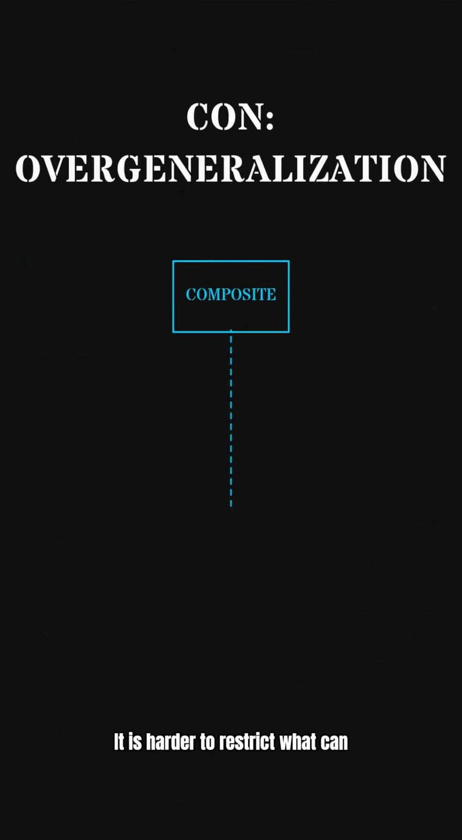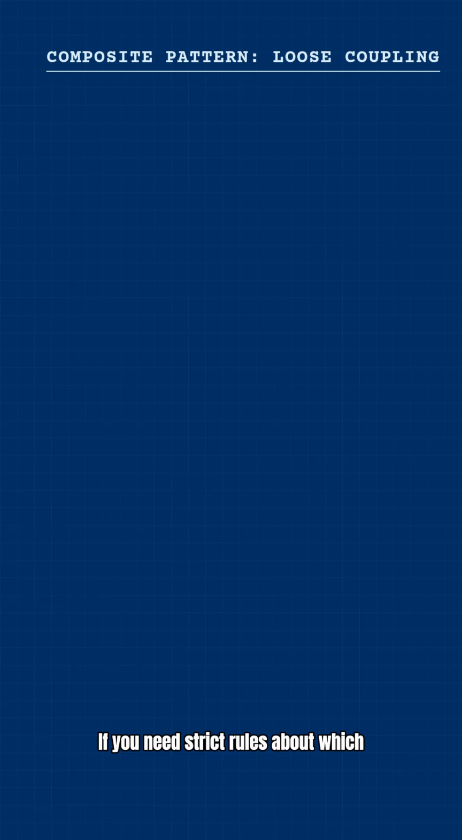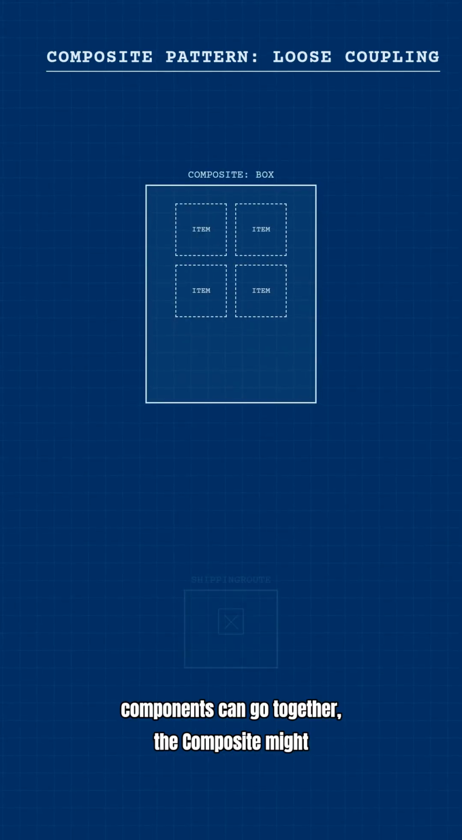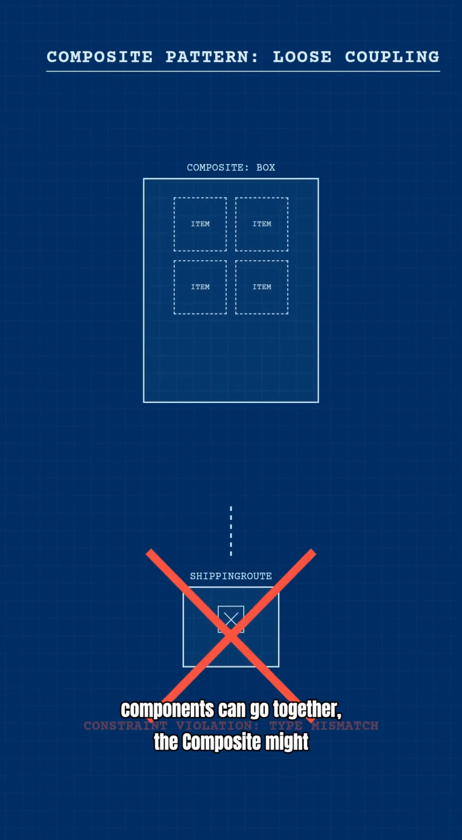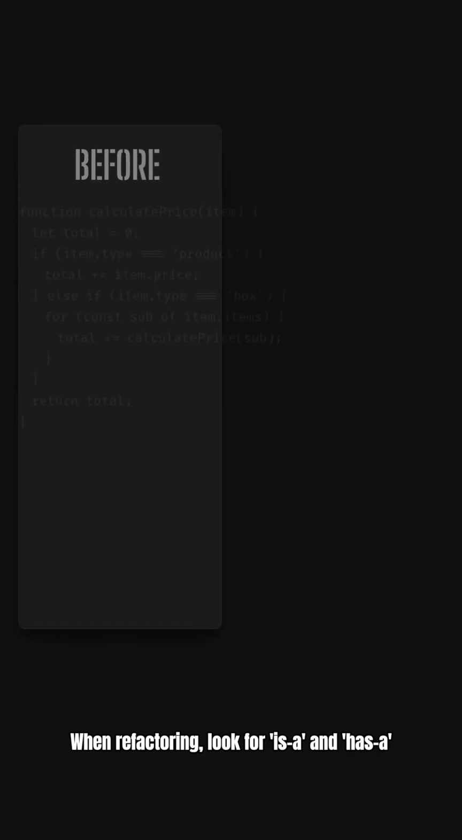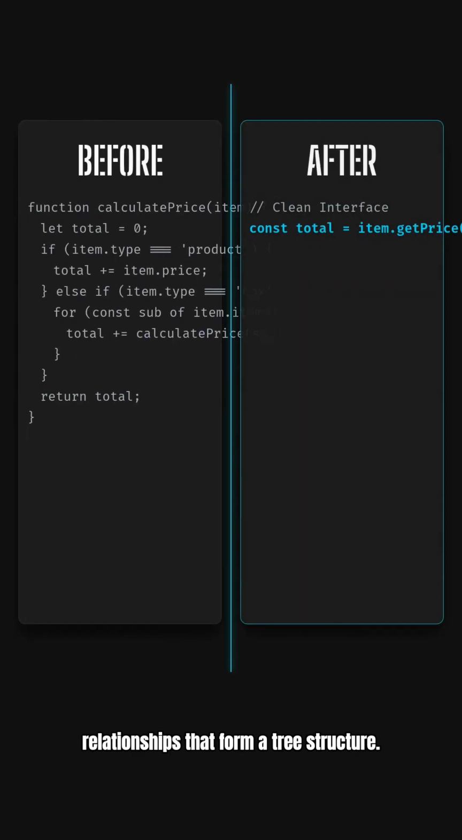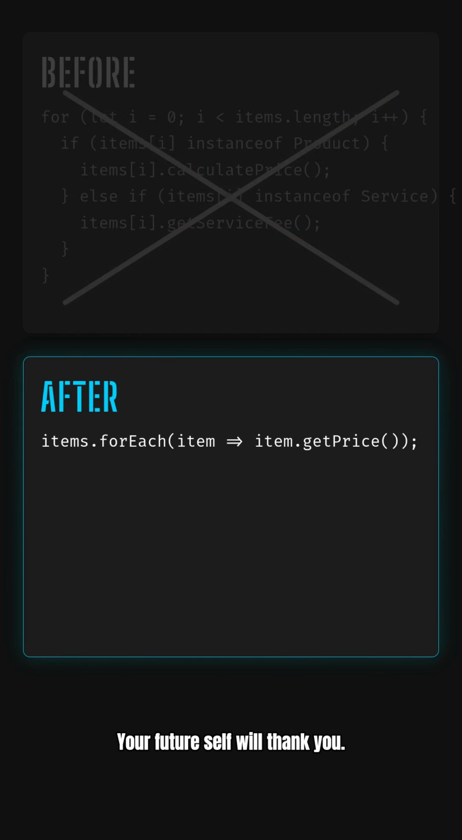The downside? It can be too general. It is harder to restrict what can be added to a composite. If you need strict rules about which components can go together, the composite might be too loose. When refactoring, look for is-a and has-a relationships that form a tree structure. Replace those manual loops and type checks with a shared interface method. Your future self will thank you.